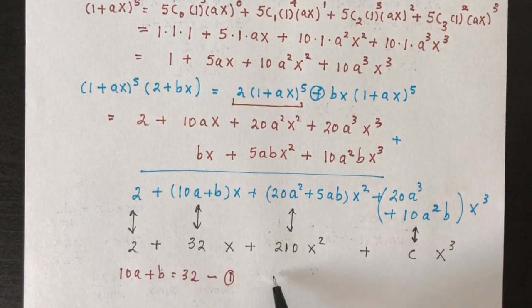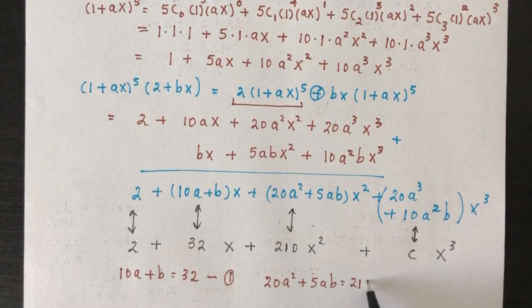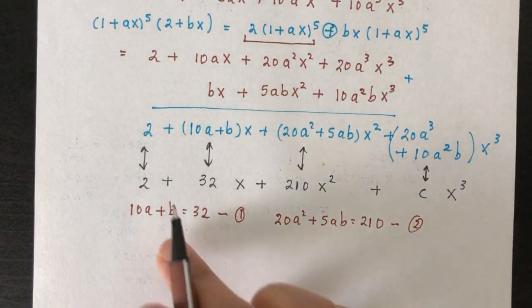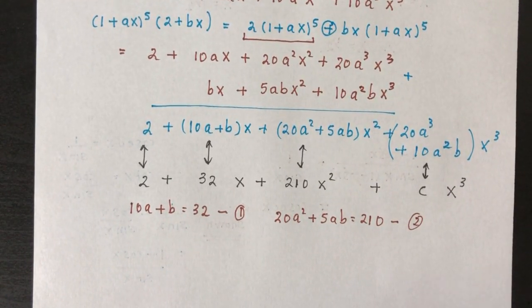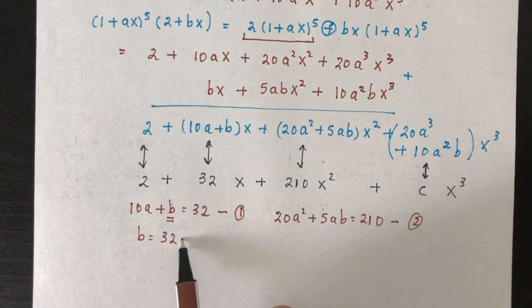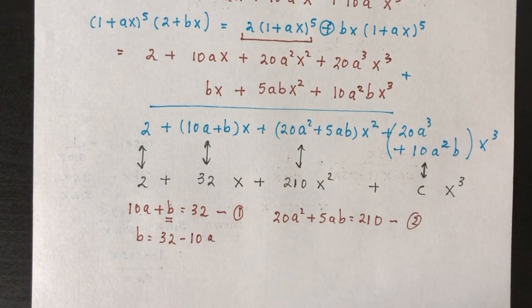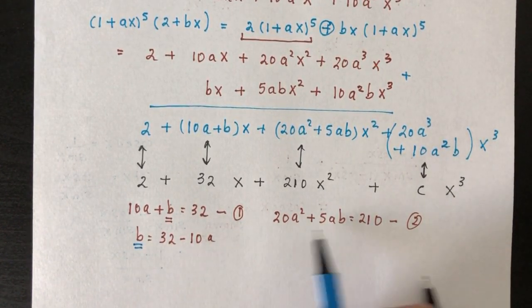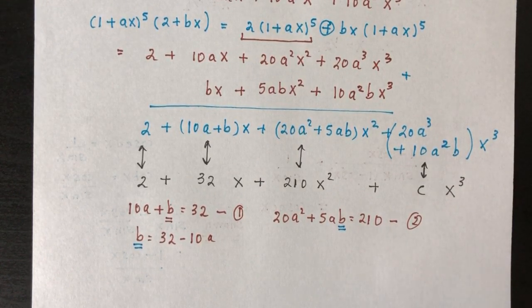And here we have 20a² plus 5ab equal to 210. That is equation number 2. So we can use these two to find the value of a and b. So here we can make b the subject of formula. That will become 32 minus 10a. We can replace the value of b here.